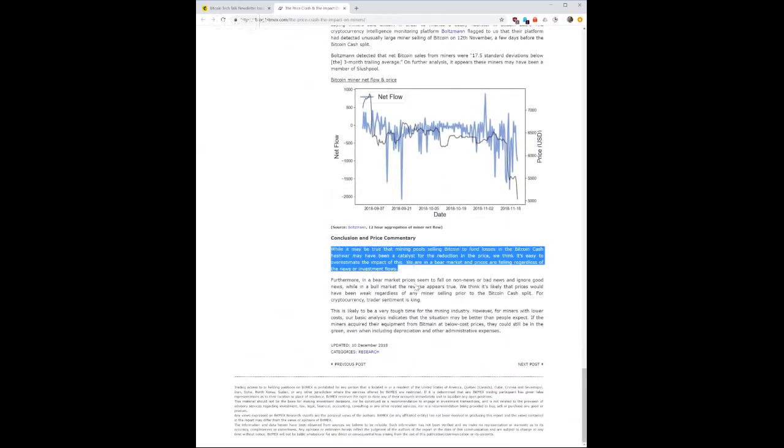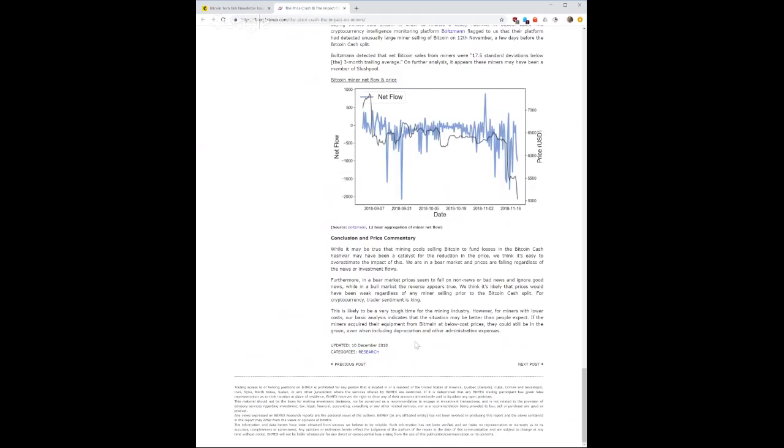Here's the conclusion. While it may be true that mining pools selling Bitcoin to fund losses in the Bitcoin Cash hash war may have been a catalyst for the reduction in the price, we think it's easy to overestimate the impact of this. We are in a bear market and prices are falling regardless of the news or investment flows. Furthermore, in a bear market, prices seem to fall on non-news or bad news and ignore good news, which in a bull market, the reverse appears true. We think it's likely that prices would have been weak regardless of any miner selling prior to the Bitcoin Cash split. For cryptocurrency, trader sentiment is king.